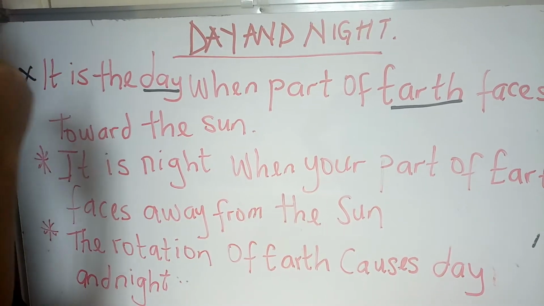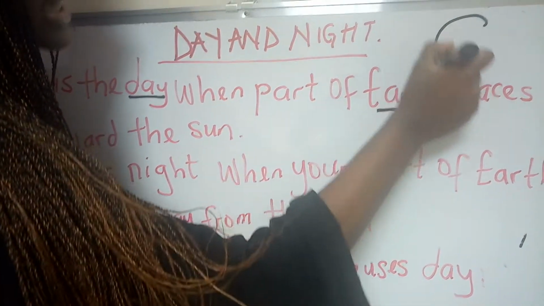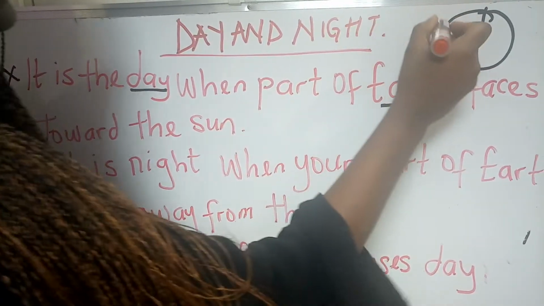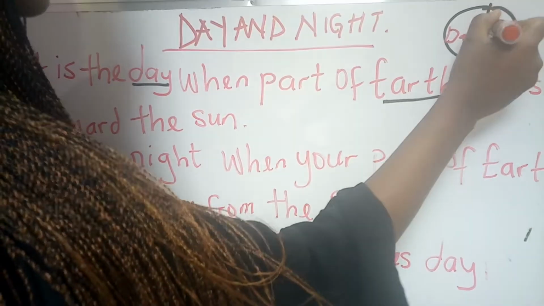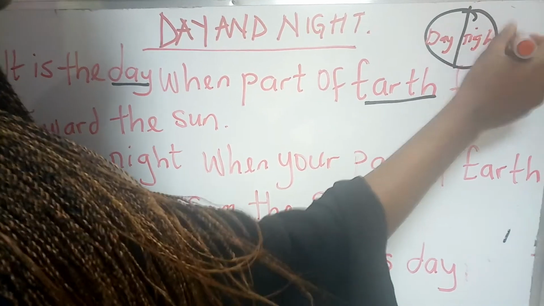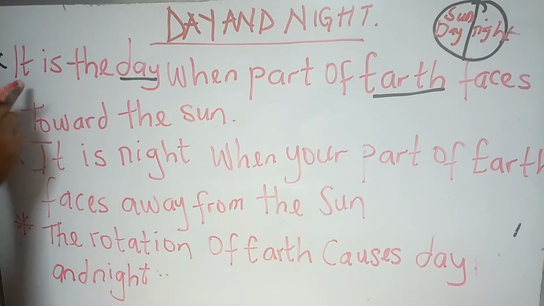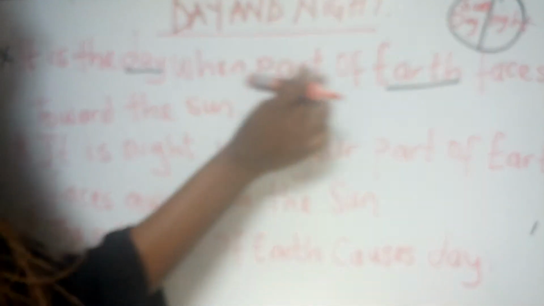Like I told you, the earth rotates, this is the earth. Let's divide it into two. We'll say this is the day, and this is what? The night. And I told you, what can you see during the day? You can see the sun. So, it is the day when part of the earth faces towards the sun.